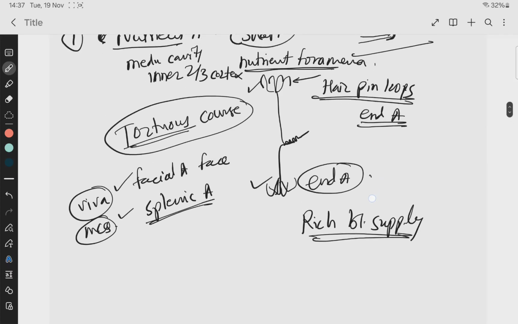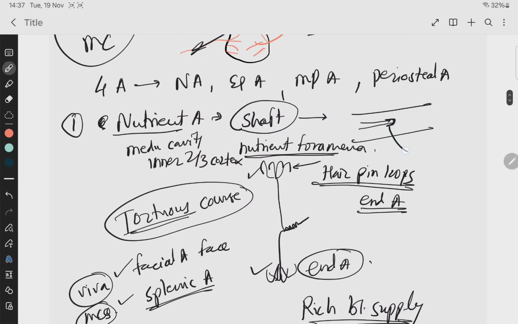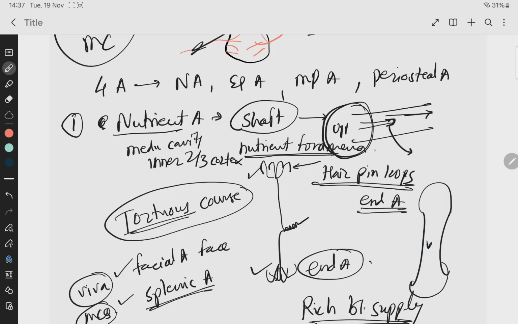Now, the oblique direction of the nutrient foramina. The growing end of the bone is the opposite end. So if the oblique direction is toward the lower end of the bone, then the upper end is the growing end. Suppose this is the bone and the nutrient foramina direction is pointing downward, then the upper end is the growing end of the bone. That is the importance of the nutrient foramina.